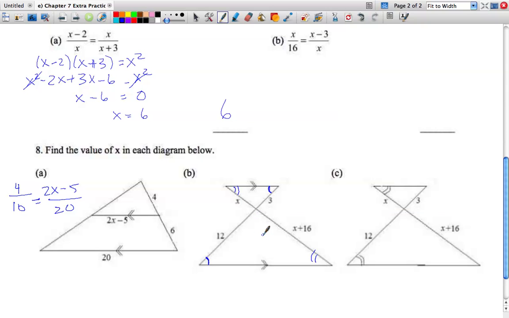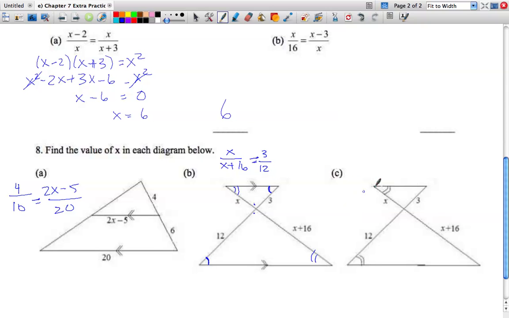And we have to figure out where x would match up with x plus 16, because this angle and this angle are congruent. And x lives between this angle and this angle, and x plus 16 lives between the congruent angles. 3 matches up with this angle, and 12 in between this angle and this, and 12 matches up with this to this. 3 is to 12, or you could put 1 to 4 if you want to. And you want to solve that by algebra.